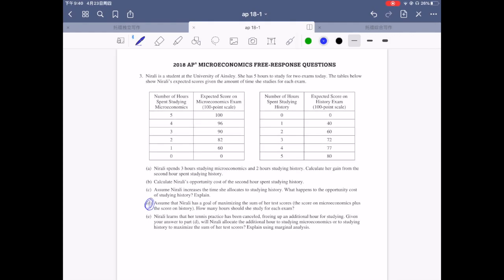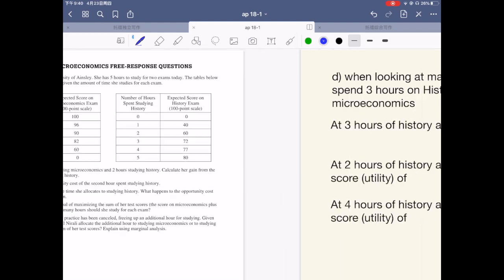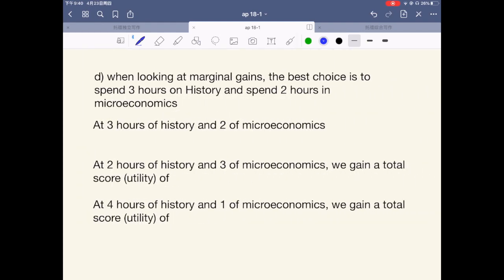For the D, assume that Nirali has a goal of maximizing the sum of her test scores. How many hours should she study for each exam? So when looking at the marginal gain, the best choice is to spend 3 hours on the history and 2 hours on the microeconomics. At 3 hours of history and 2 hours of microeconomics, we get a total score, which is utility, of 72 plus 82 equals 154.